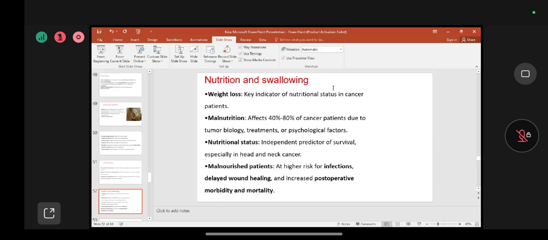Nutrition and swallowing management. Weight loss is the key indicator of nutritional status in a cancer patient. Malnutrition affects 40 to 80% of cancer patients due to tumor biology, surgical treatment, and psychological factors. So nutritional status is an independent predictor of survival, especially in head and neck cancer patients. Malnourished patients have a higher risk of infection, delayed wound healing, and increased post-operative morbidity and mortality.